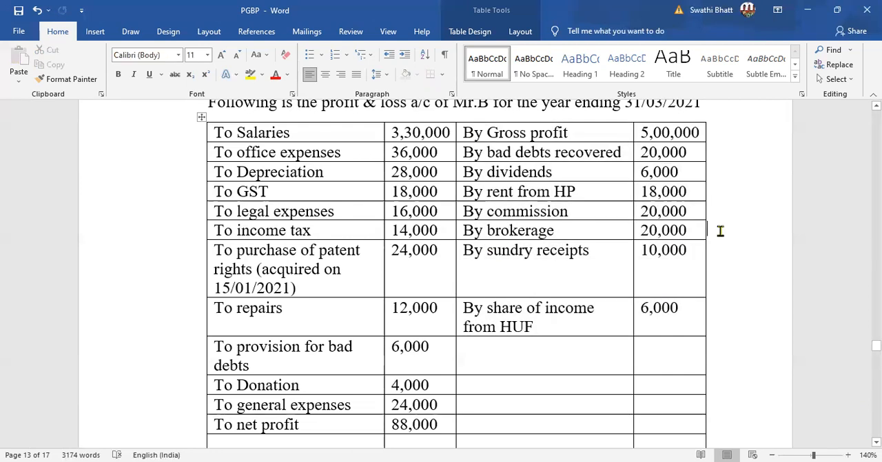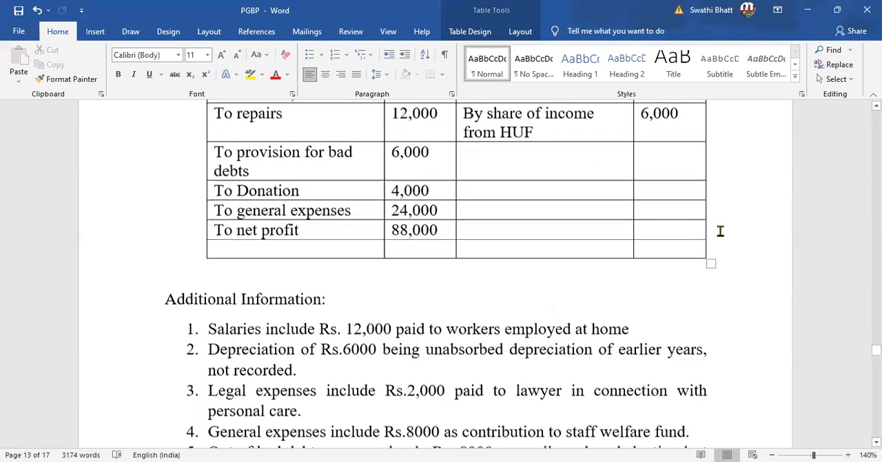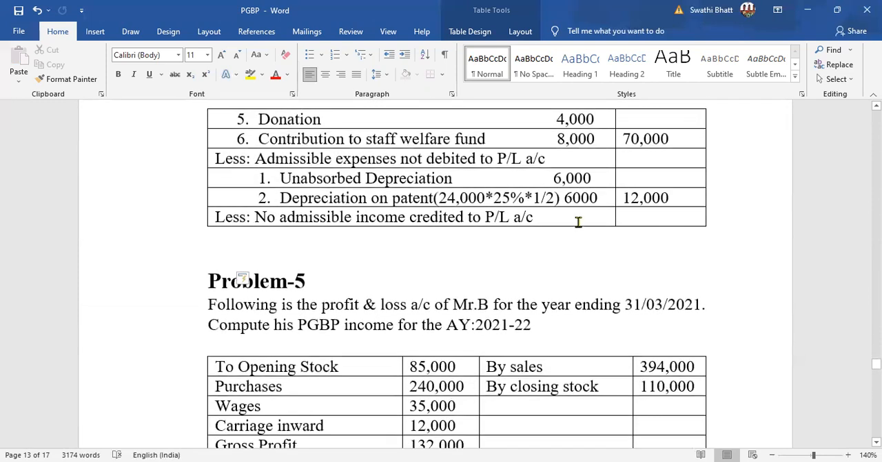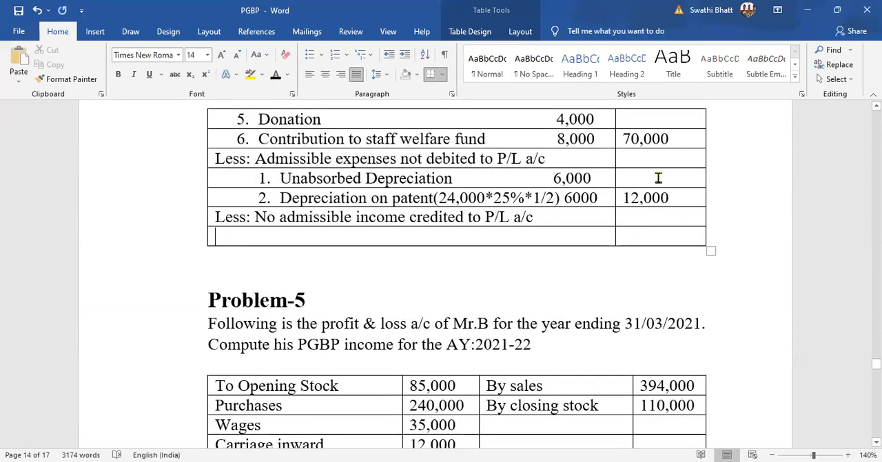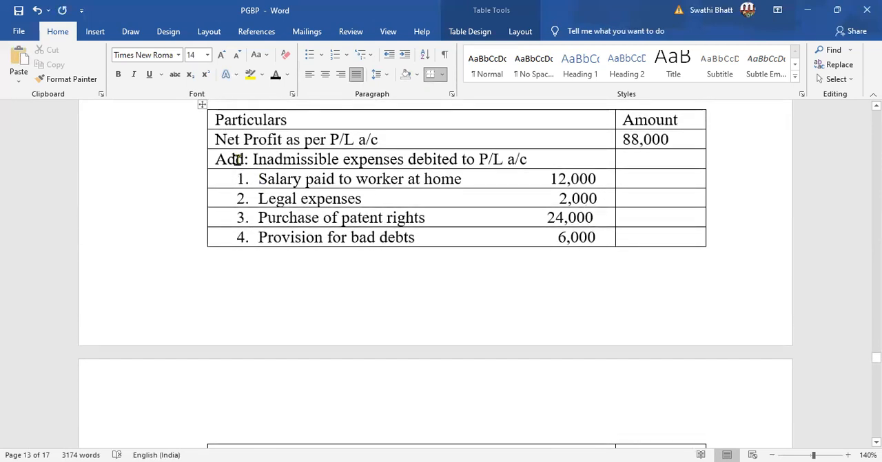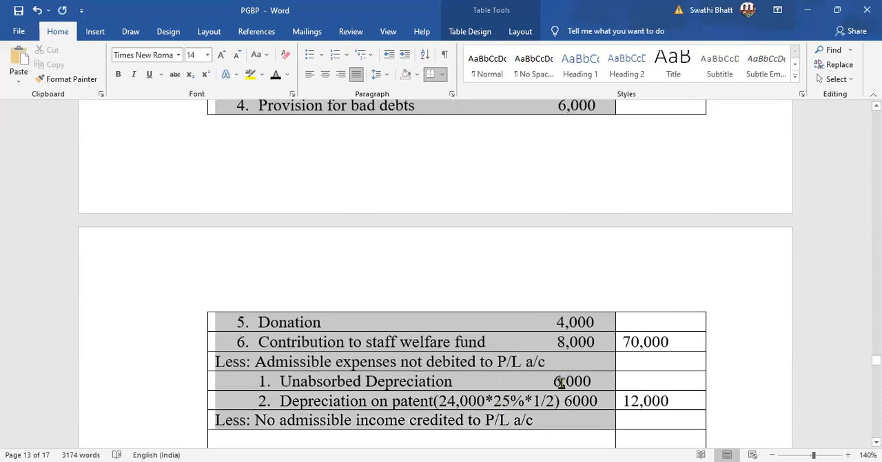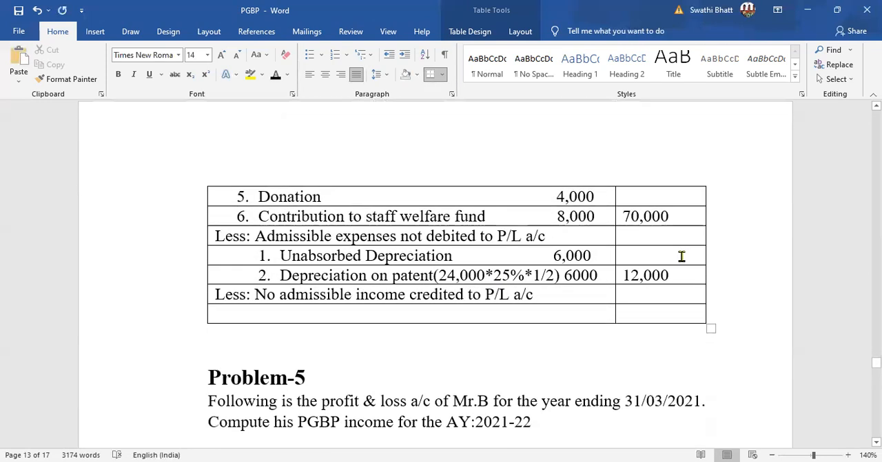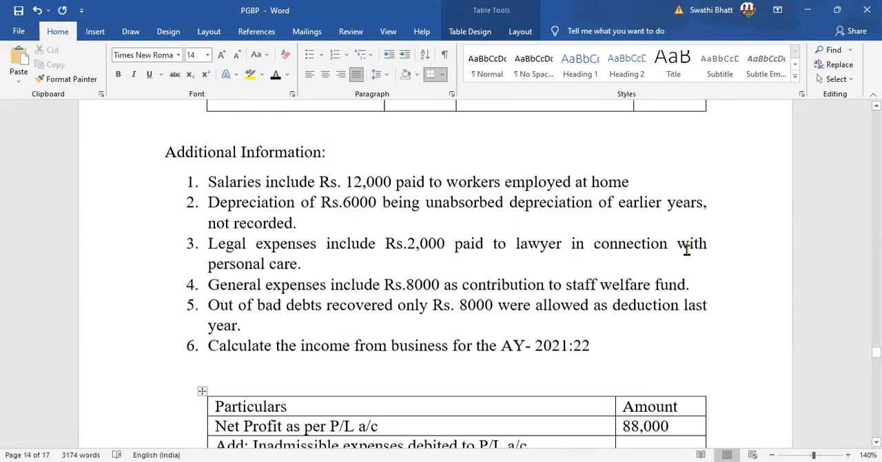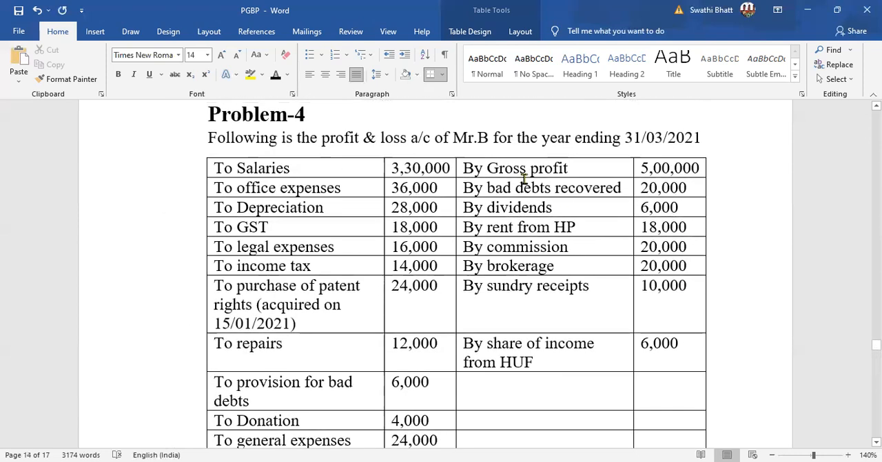If it is admissible, we leave it, we don't do anything with it or use it for calculation. But if it is not admissible, in that case, we will be deducting it because these are income. In the above case, we added it because these are all your expenses. But in this case, on the credit side, we will be deducting it because these are your income. So gross profit not considered, bad debts recovered.